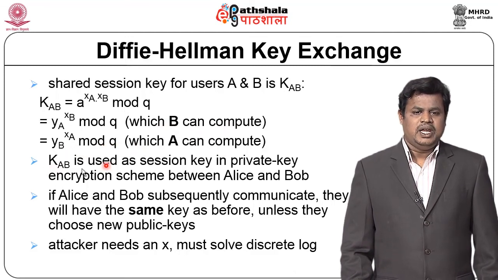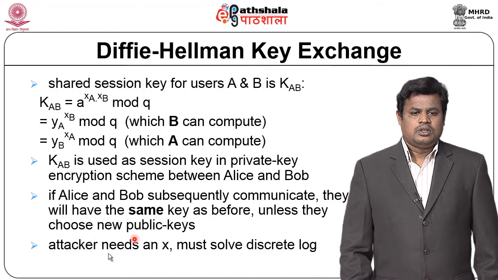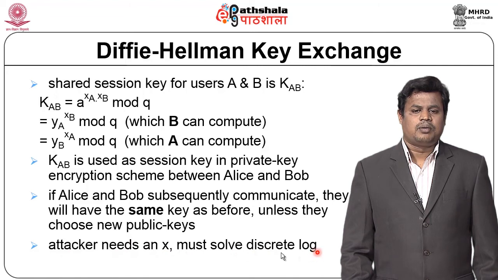Now, this KAB is going to be used as a session key in the private key encryption scheme between Alice and Bob. If Alice and Bob subsequently communicate, they have the same key as before unless they have chosen a new public key. So here the attacker needs to solve the discrete log problem for x.